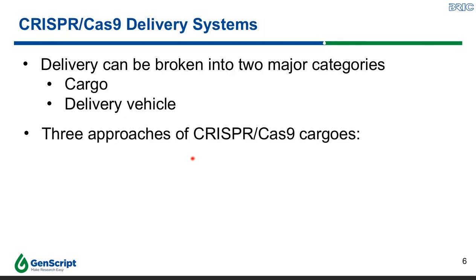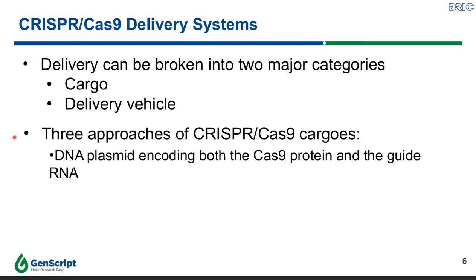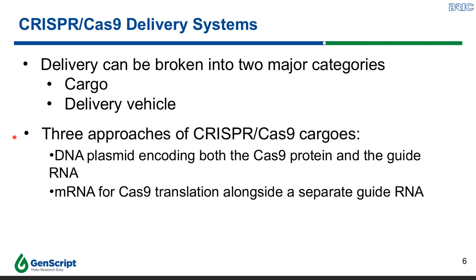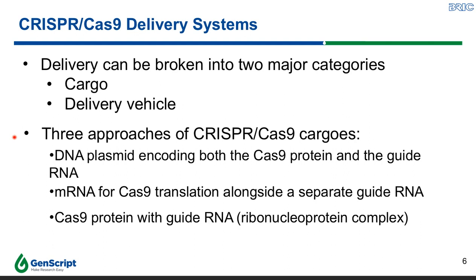So the CRISPR delivery systems can be discussed from two different perspectives: A, the cargo, and B, the delivery vehicles. The three approaches of the CRISPR-Cas9 cargos are the DNA plasmid that encodes the Cas9 protein and the guide RNA, the mRNA for the Cas9 translation, alongside a separate guide RNA, that is a dual oligo format of the guide RNA, and then a Cas9 protein with a guide RNA, which is a ribonucleoprotein complex, or we call it the RNP system.